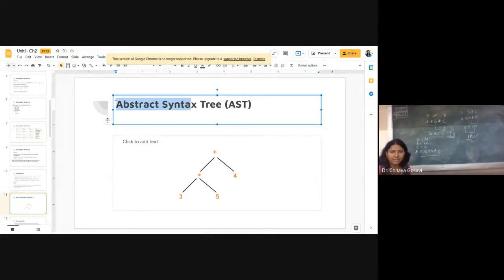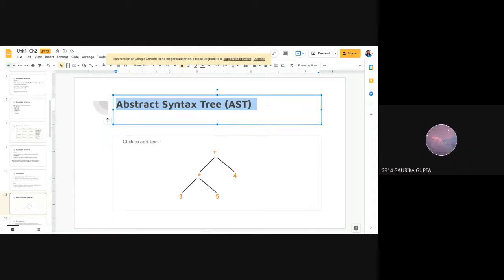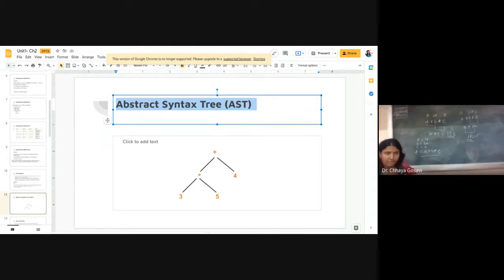Abstract syntax tree. In the case of an abstract syntax tree, any expression you can show in the form of an abstract syntax tree or a graph. Have you heard about trees? Mathematical trees have a root and leaves. Leaf nodes and root.